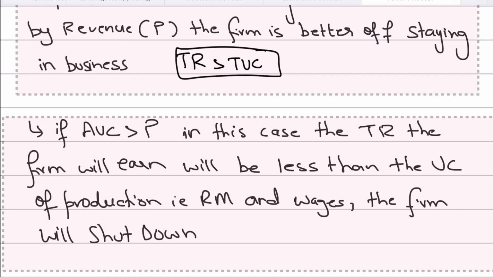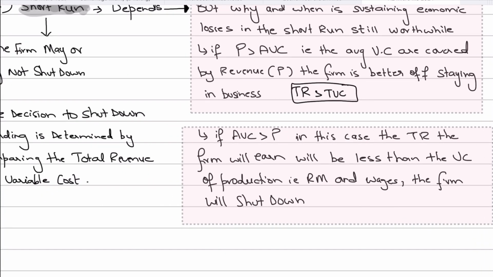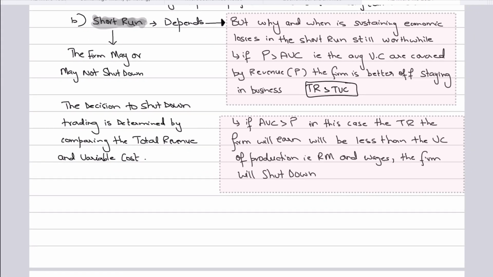then the total revenue the firm will earn will be less than the variable cost of production, right? So the firm should shut down operations, right? Now we're going to see this through an example.